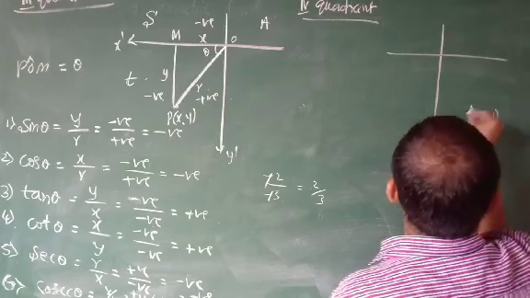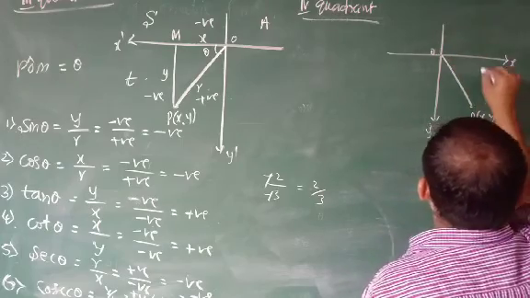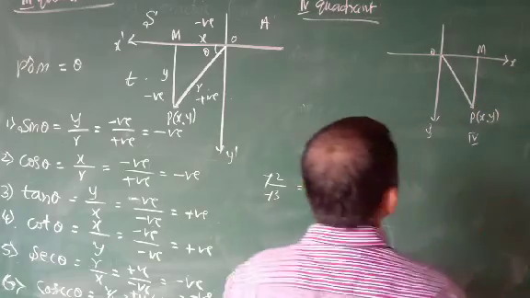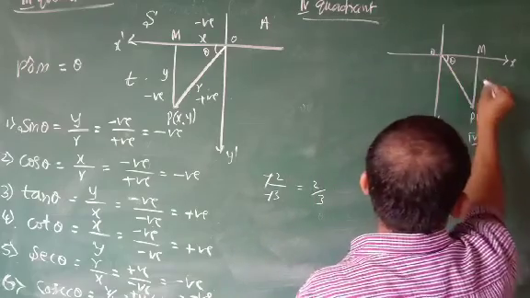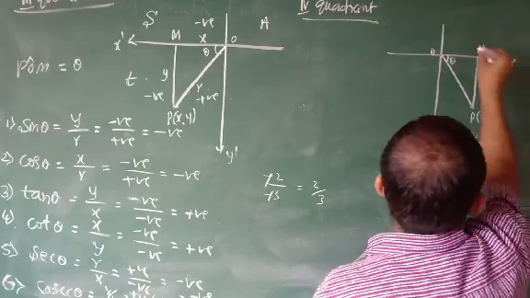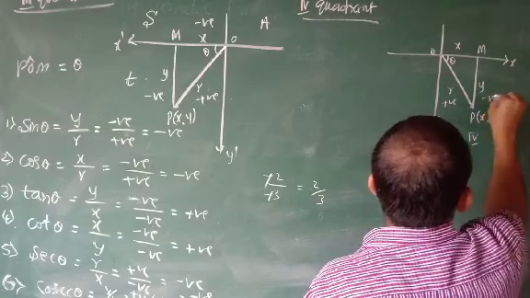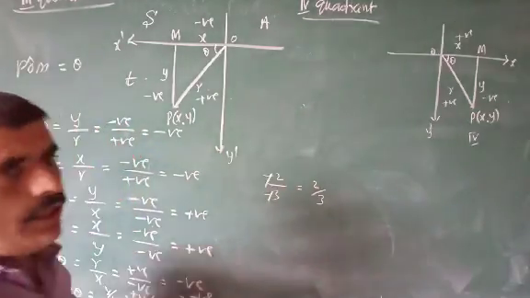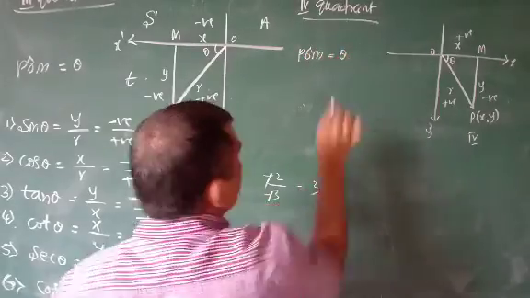In the fourth quadrant, y is negative and x is positive. Join OP, and PM is perpendicular to the x axis, which makes an angle theta. The opposite side is the y coordinate, the adjacent side is the x coordinate x, and r is always positive. So angle POM is equal to theta.